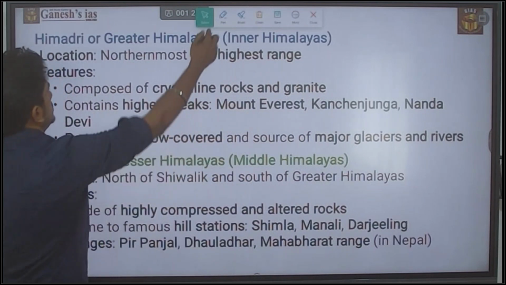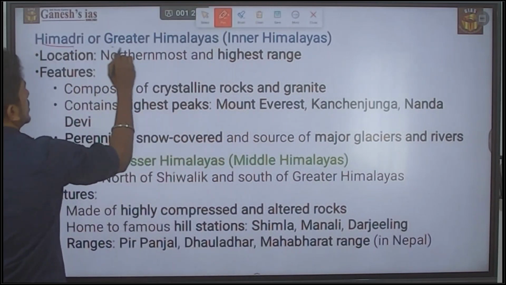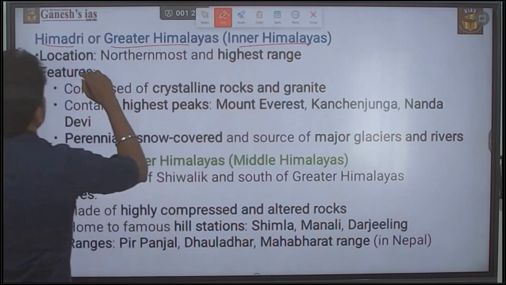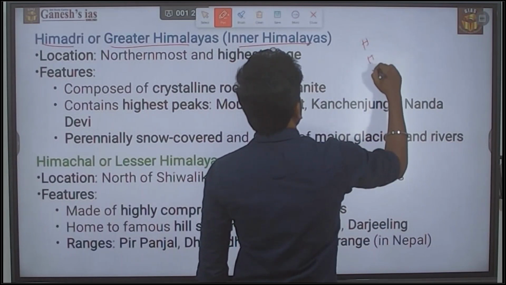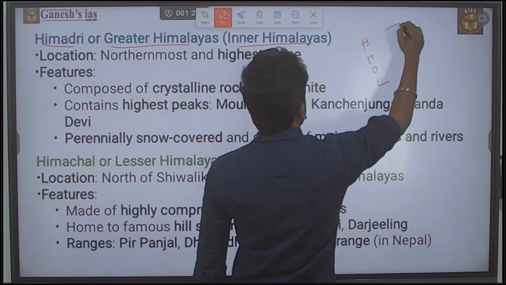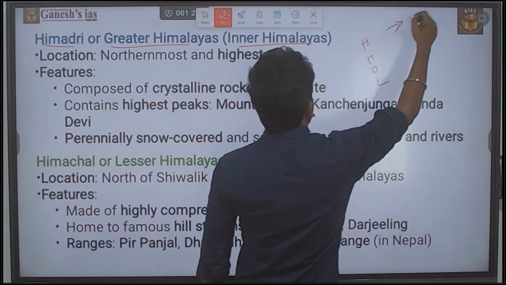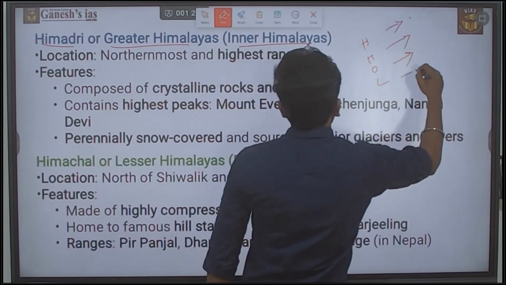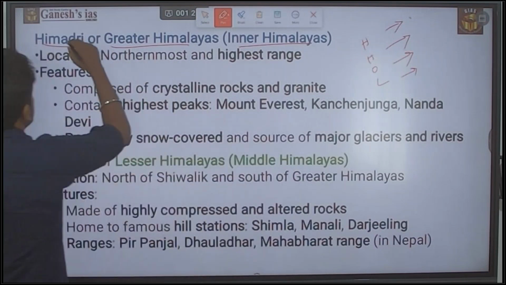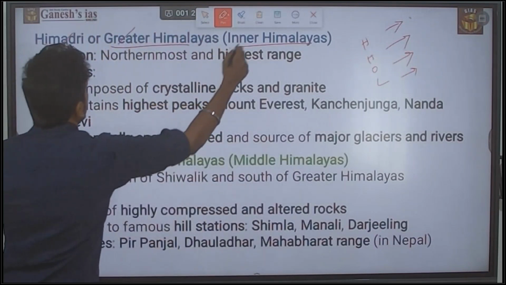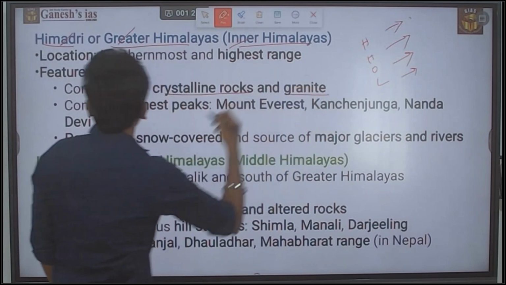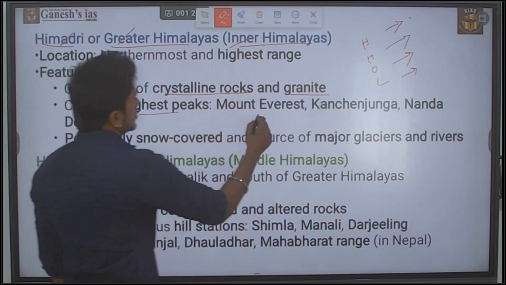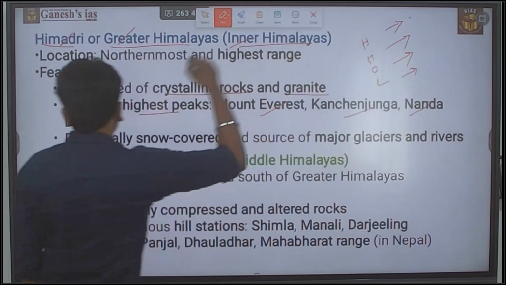Next is the Himadri, or Greater Himalaya or Inner Himalaya. They may simply ask match the following questions like Himadri, Himachal, Outer Himalaya, Lesser Himalaya on one side, and on the other side the other names of these regions. So that is also a possible question they may ask. So please make a note: Himadri or Greater Himalaya or Inner Himalaya. The location is northernmost and the highest range. It is composed of crystalline rocks and granitic rock. It contains the highest peaks like Mount Everest, Kanchenjunga, and Nanda Devi.